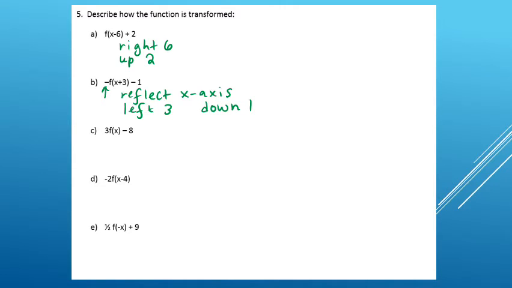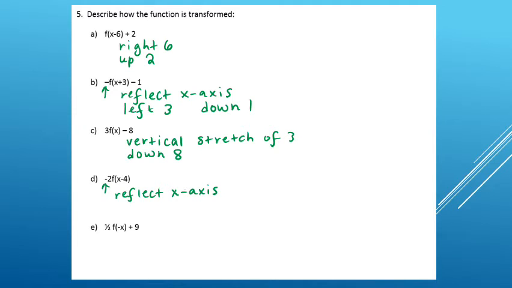For c, we have a vertical stretch by a factor of 3. And then we have minus 8 at the end, so we're going to be moving down 8. For d, I start with a negative, and again, that negative is telling me that I'm reflecting over the x-axis. And the minus 4 that is done to the x means that my x values are going to be going 4 to the right.